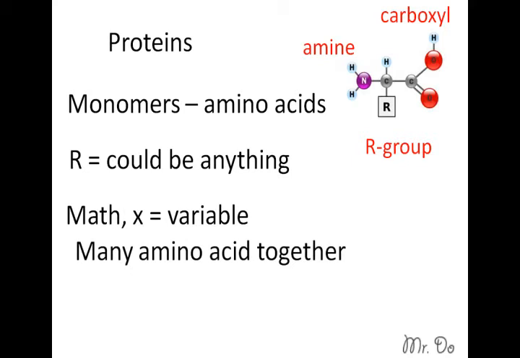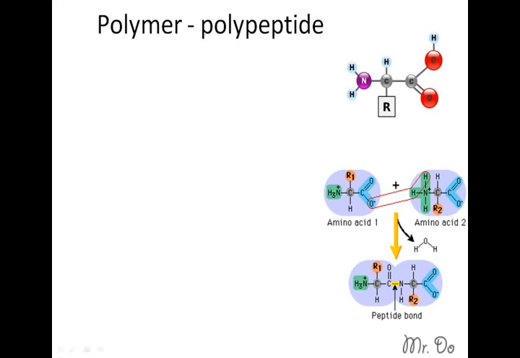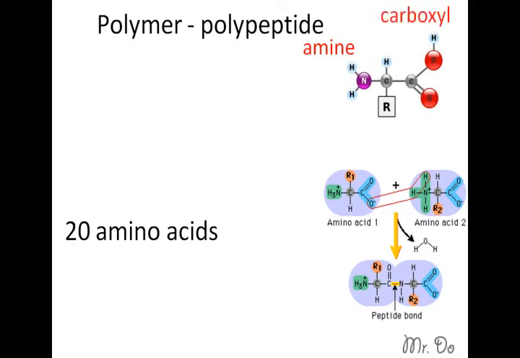When many amino acids are put together, it becomes a polymer called a polypeptide. There are 20 known amino acids. So just a quick review, there is the amine group, the carboxyl group, and the R group. That's what makes up an amino acid.